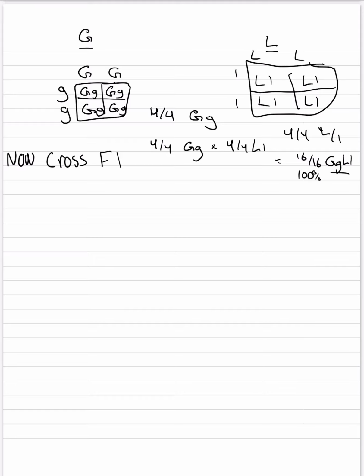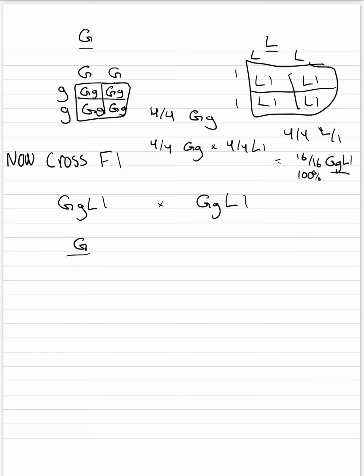Now we're going to cross two individuals from the F1 progeny. If we were to cross them, we would get big G, big L, little l crossed with big G, big L, little l, and we want to follow the same steps we did for the previous problem, in which we separate the genes and then perform a Punnett square for both.